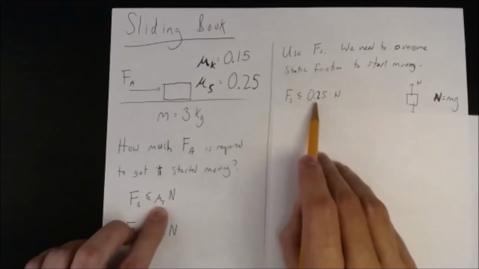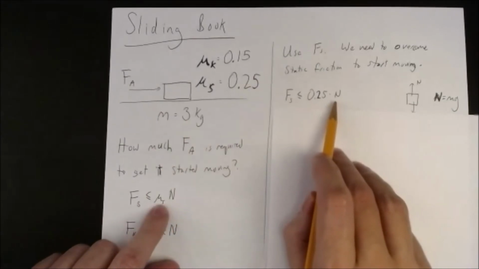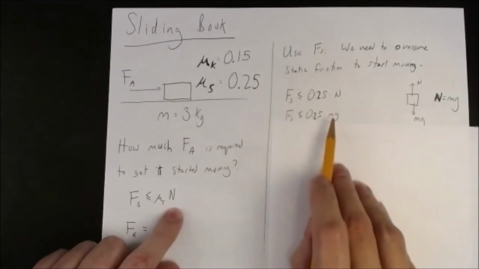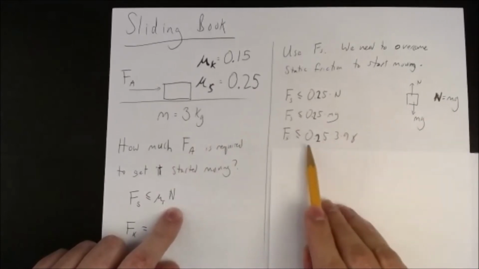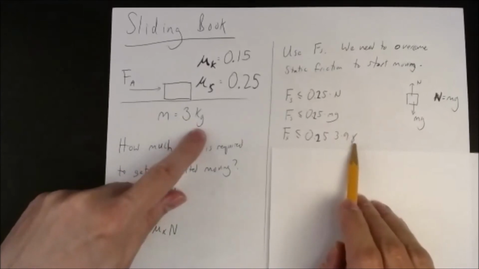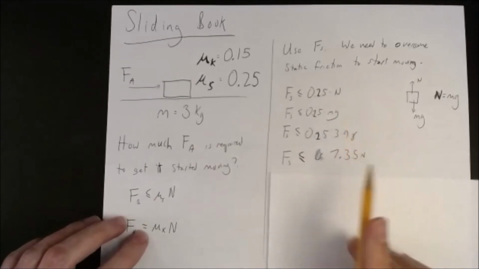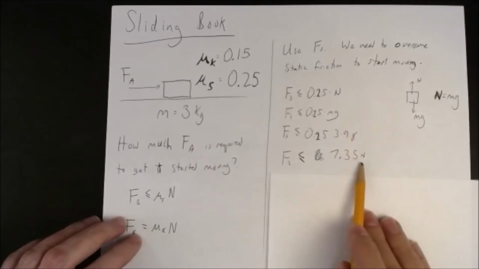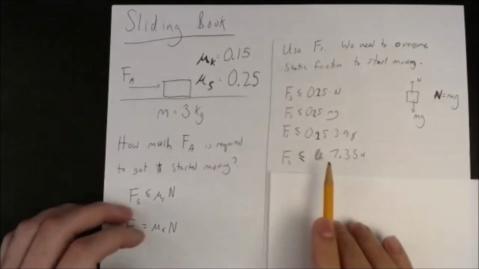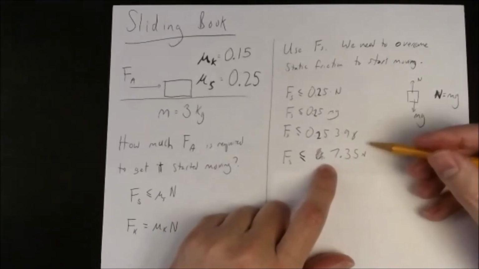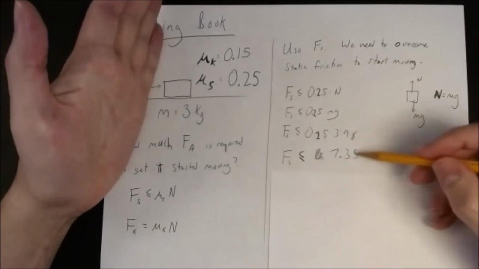We can say, oh wait, I know mu s, it's 0.25. And so mu s times n, well, 0.25 times n, 0.25 times mg, and 0.25 times 3 times 9.8 for g. I can figure out what that number is: 0.25 times 3 times 9.8 is 7.35. And so this means, right here, that the maximum force that you can apply is 7.35 newtons.